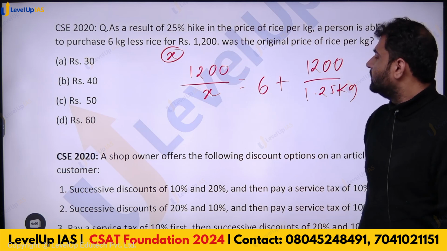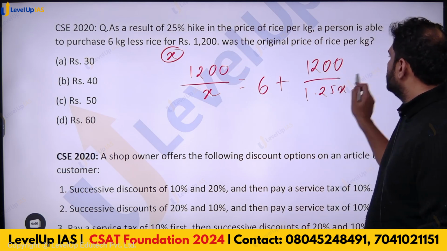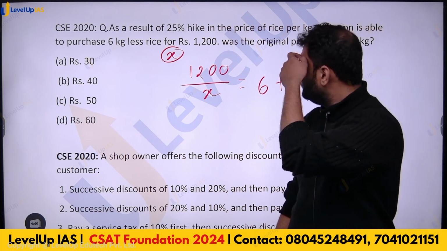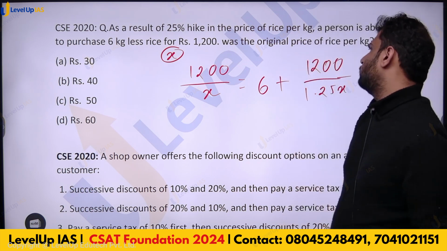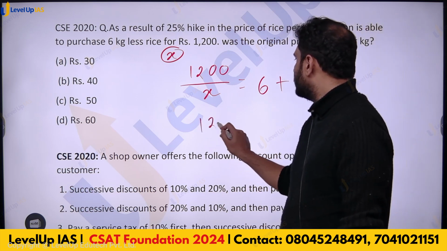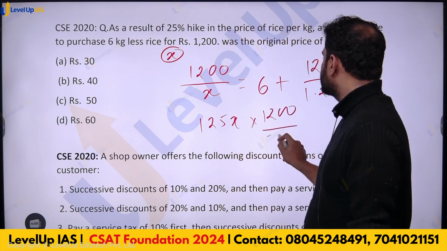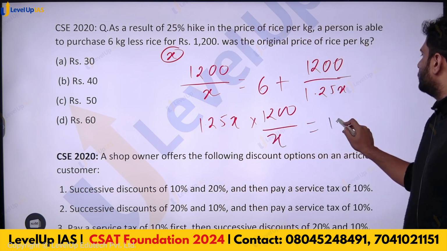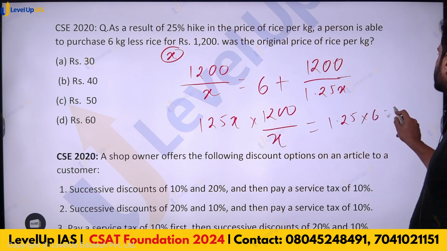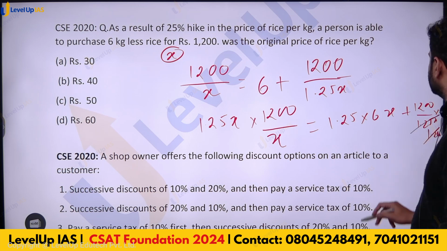This is a linear equation in one variable. You can simply multiply everything by 1.25x. So we have 1.25x into 1200 by x is equal to 1.25 into 6x plus 1200 divided by 1.25x into 1.25x. So this x will get cut.